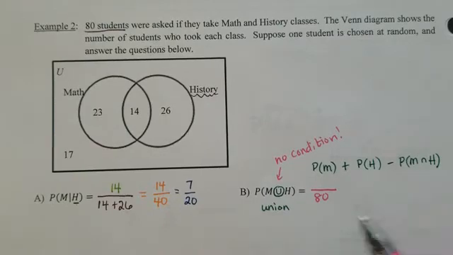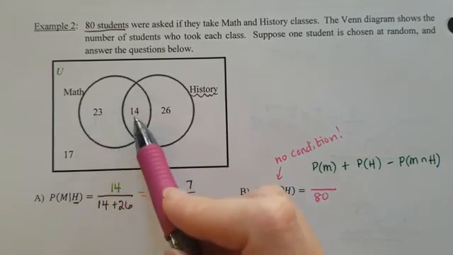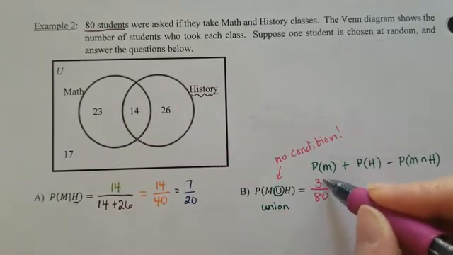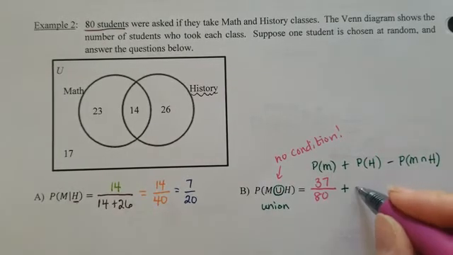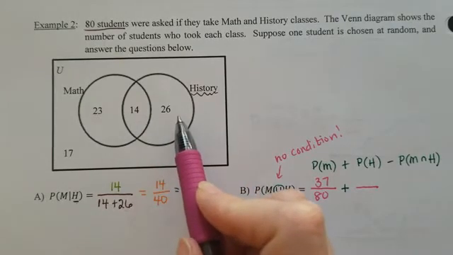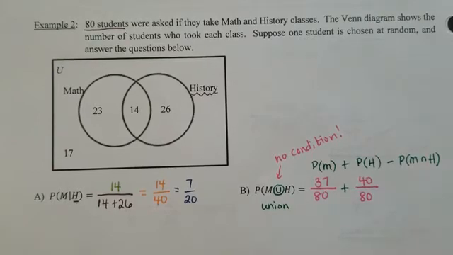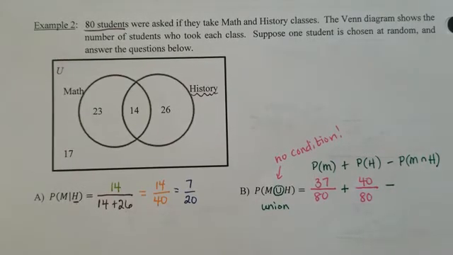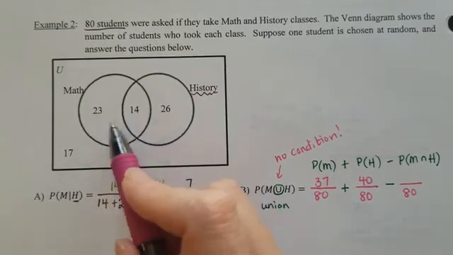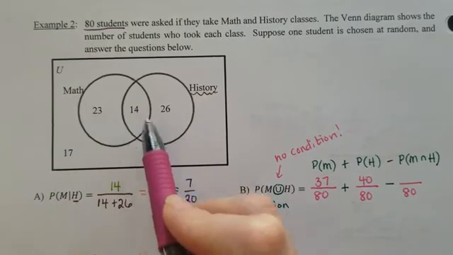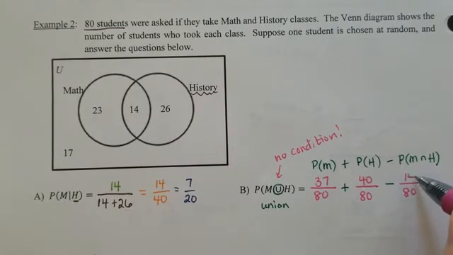So, for the probability of math, we would take the sum of the circle. So, it'd be the 23 plus the 14 for a total of 37 students. For history, I would take the sum of that circle. So that'd be the 14 plus the 26, and that would be 40. Again, out of 80 because there's no condition. And then in my last section here, I would subtract the overlap. So as we did this, we counted the 14 here as part of the 37, and we also counted the 14 here as part of the 40, and we cannot count these people twice. So we're going to subtract that 14 back out.